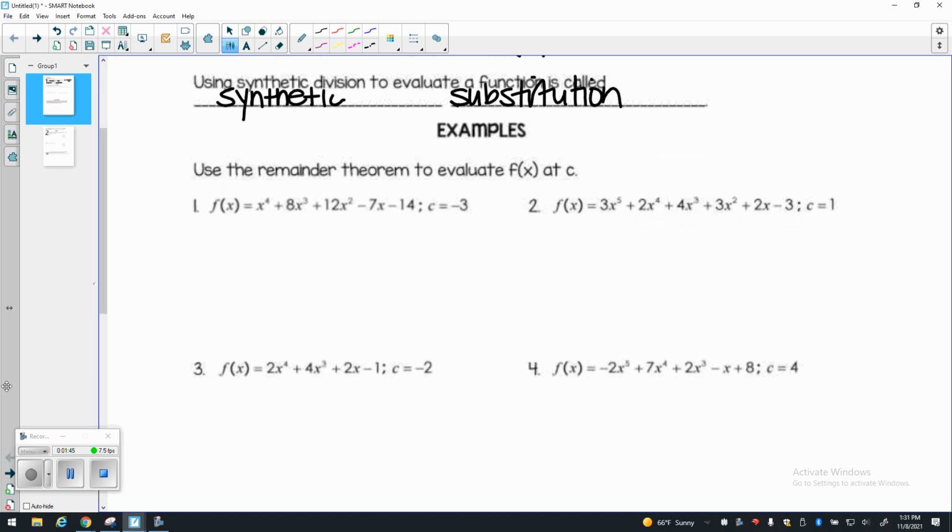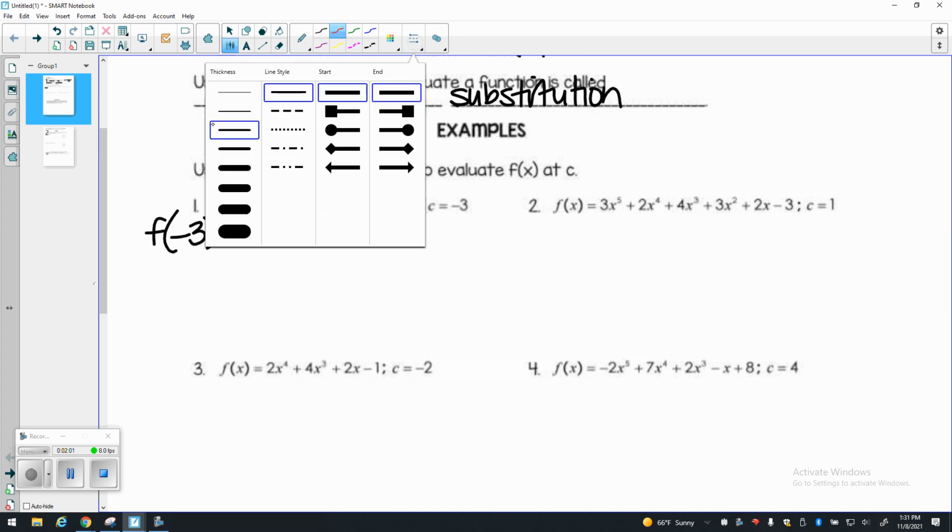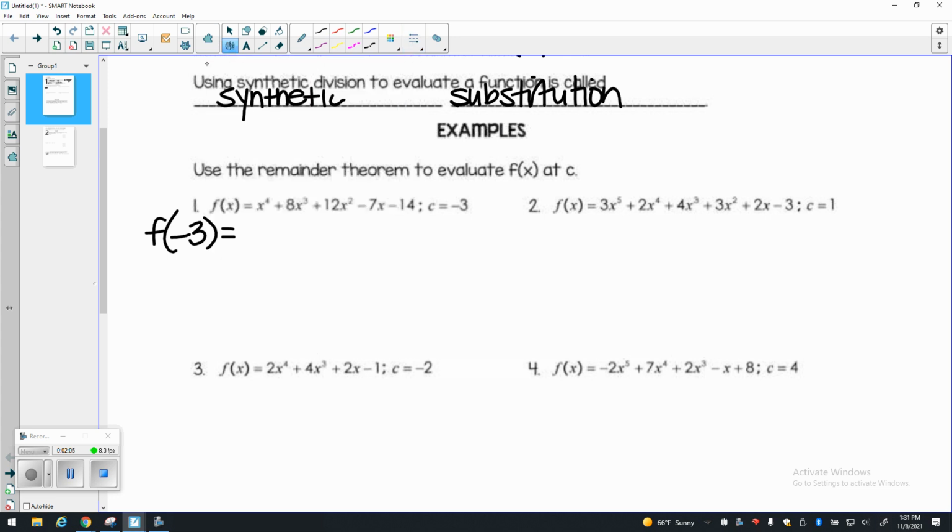So, here's what you want to do. I want to know what f of -3 is. And prior to this class, you'd plug -3 and shove it into your calculator, right? Just replace x with -3. Now what we can do is we can use synthetic division. Put c in my box. So then -3 in my box.